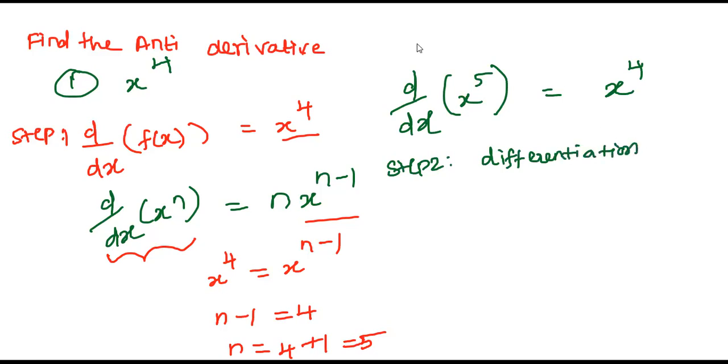So now you have to differentiate this. If you differentiate x power 5 using this power rule, it will become 5 times x raised to the power 4. That is the differentiation of x raised to the power 5. That is step 2. And step 3.